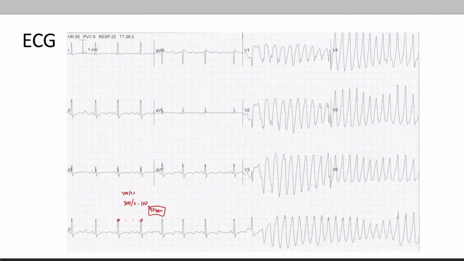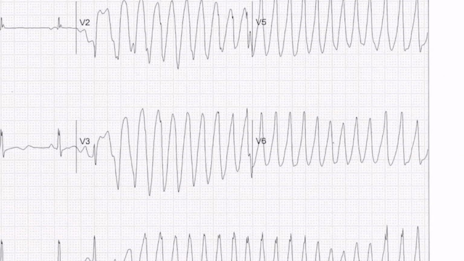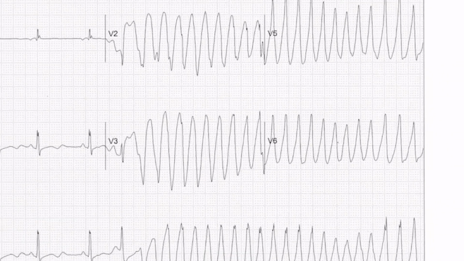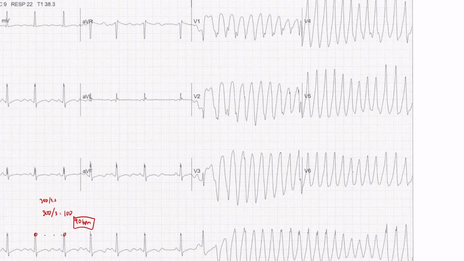However, when we do get to this second half here, it does become irregular. So regular to irregular. You'll kind of see that there's almost two interpretations for the first half and then for the second half of this ECG strip.